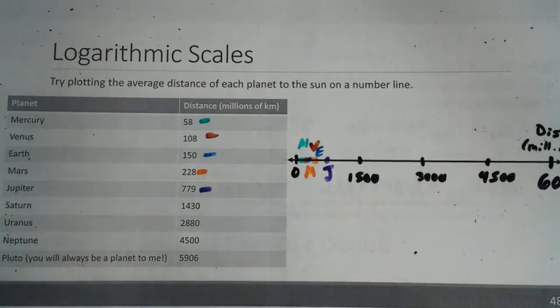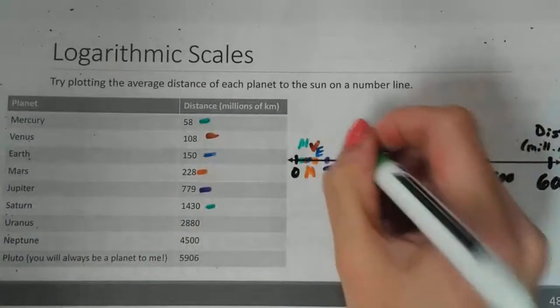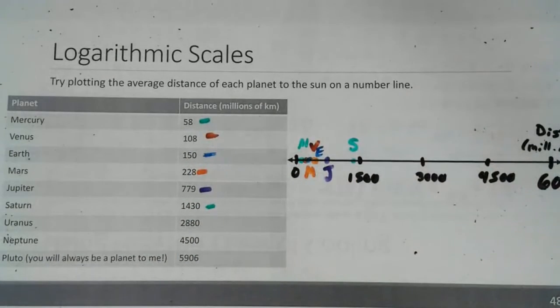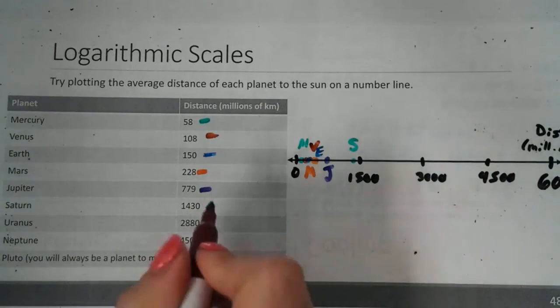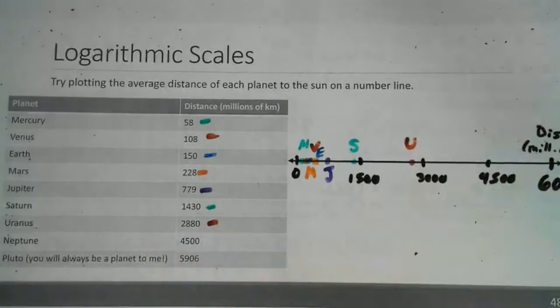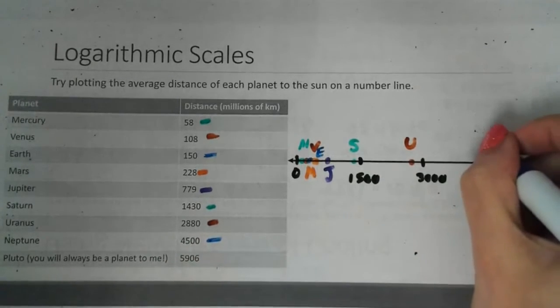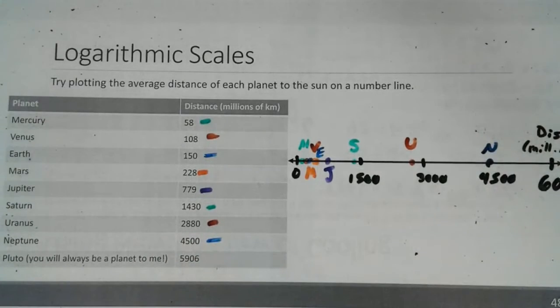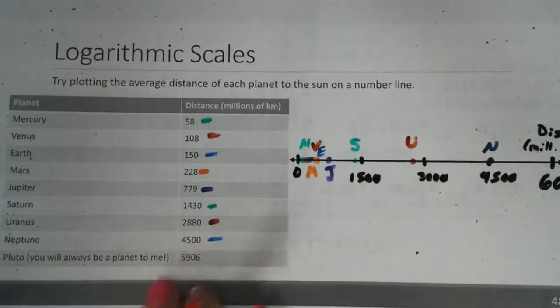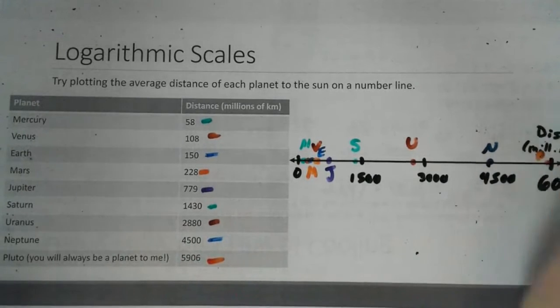Then we have Saturn, which is at 1430. We have Uranus at 2880. It's going to be about here. We have Neptune at 4,500. Hey, that one's going to be easy to graph. And finally, Pluto, which is going to be pretty much right there.